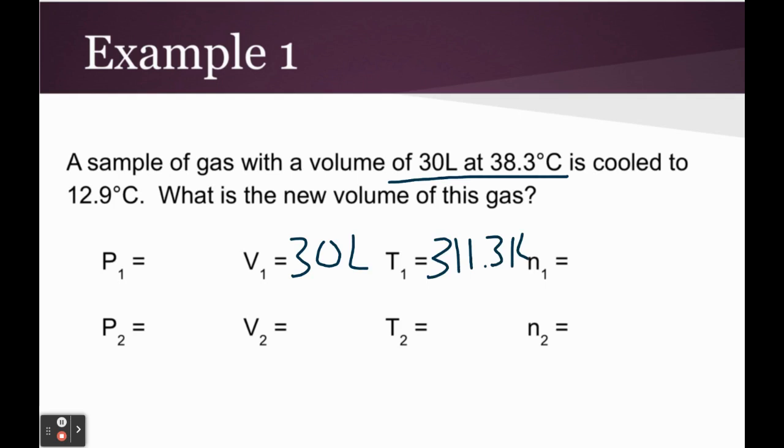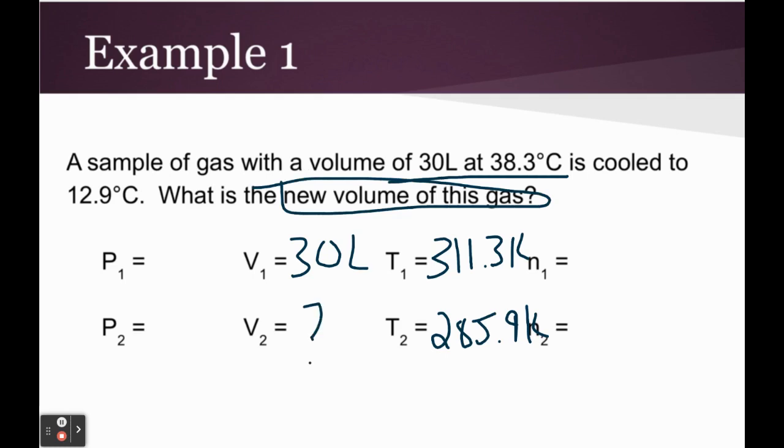And we're cooling it to 12.9 degrees Celsius. Again, we want that to be in Kelvin. So 12.9 degrees Celsius is our T2. In Kelvin, that is 285.9 Kelvin. What we're trying to find out is what the new volume of this gas will be at the new temperature. So we will be looking for V2. Now this problem says nothing about pressure and it says nothing about moles. So we know we're only looking at the relationship between volume and temperature.